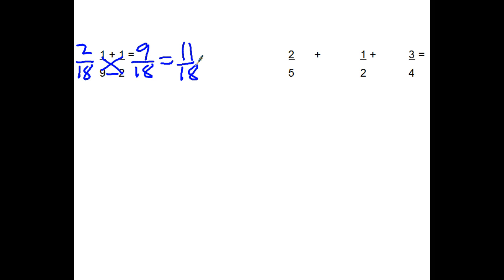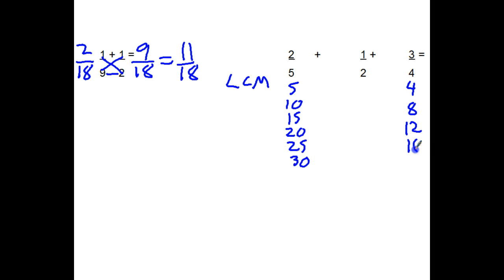Over here I have a problem where I'm adding 3 fractions, so I can't cross multiply. I'm going to go with the LCM, least common multiple, of 5, 2, and 4. So I'm counting by 5s, and I'm counting by 4s. If you notice, I skipped the 2, because I know 2s are all my even numbers. Oh, and I see a 20 and a 20 right there, and I know if I go 2, 4, 6, 8, 10, 12, 14, 16, 18, 20, I'm eventually going to get there. So I want to change all of my denominators to 20.